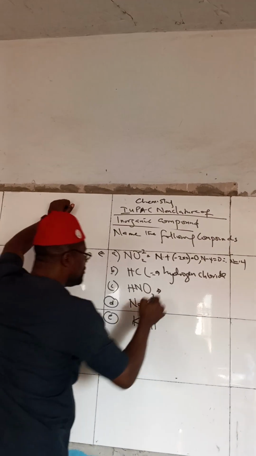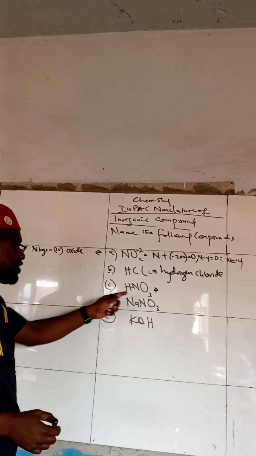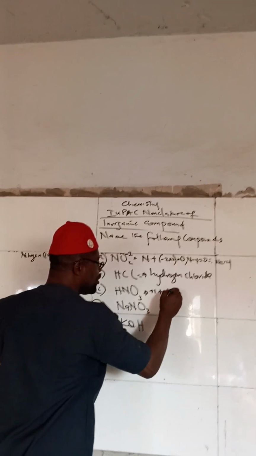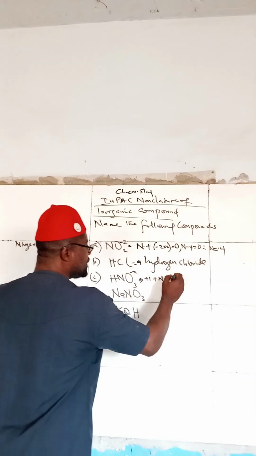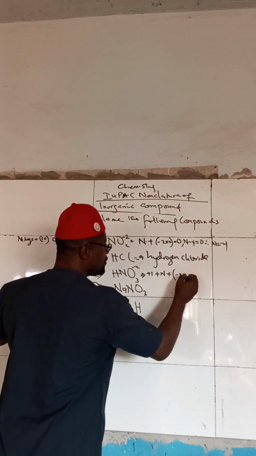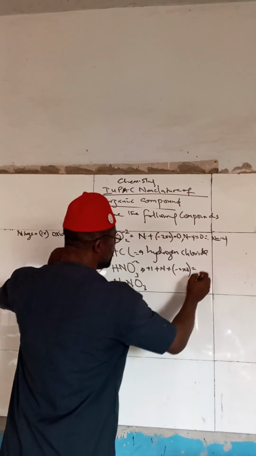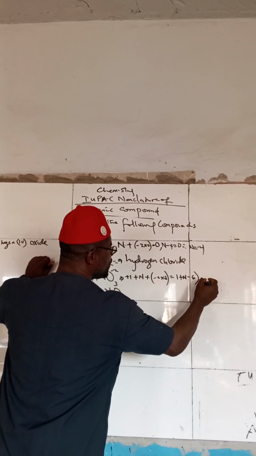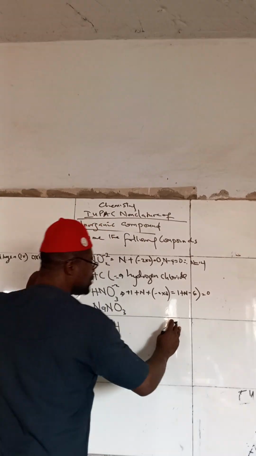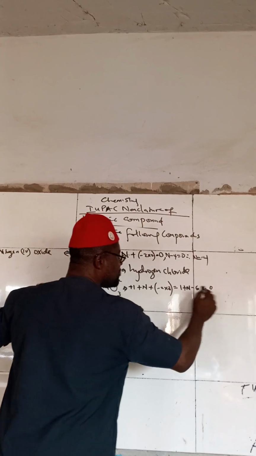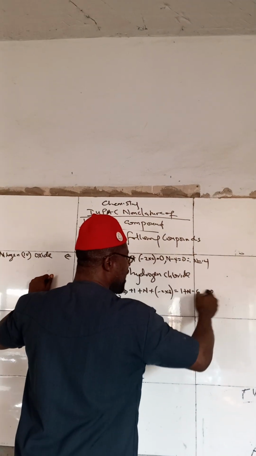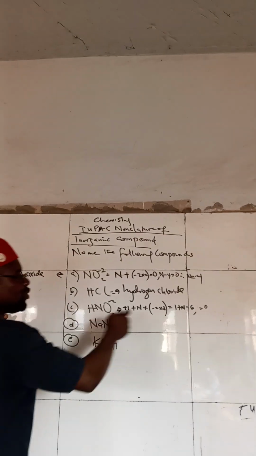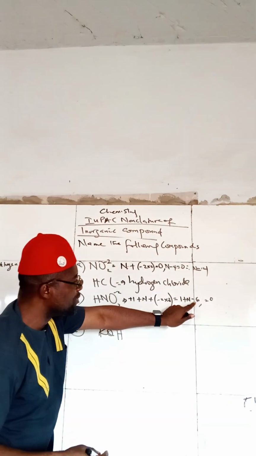Then the third one is HNO3. We're interested in nitrogen here. Hydrogen is +1, plus nitrogen. Oxygen is always -2, so -2 times 3 will give you -6. So I have 1 plus n minus 6, which will be equal to 0. So 1 minus 6 is -5, so -5 plus n is 0. Therefore, n is 5.